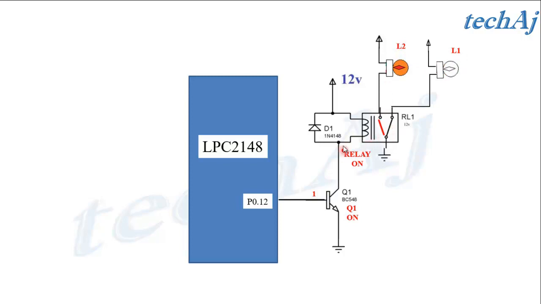Now here, across the inductor coil, we have connected a diode. The diode is used to protect the transistor and microcontroller from the back EMF generated in the relay coil. Generally, 1N4148 is preferred as it is a fast switching diode. This diode is also known as a freewheeling diode. Now let's write the Keil program for the same.